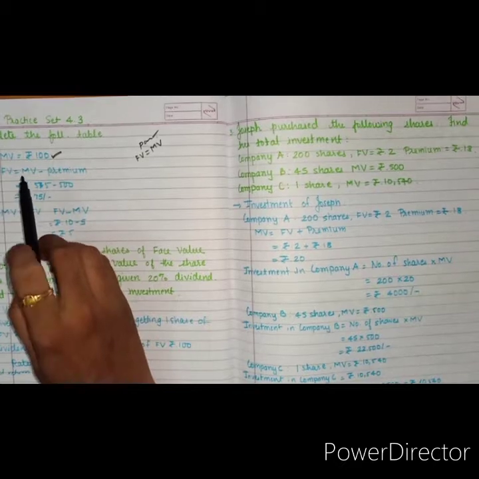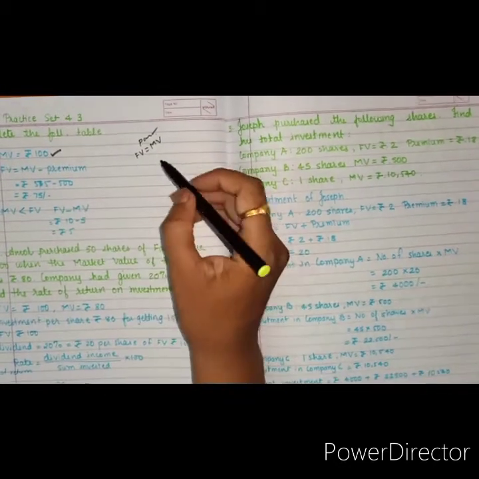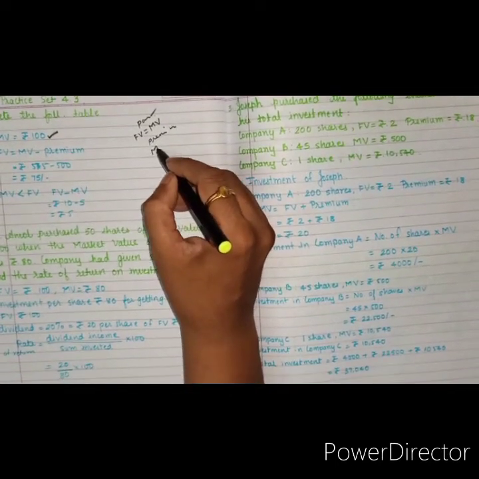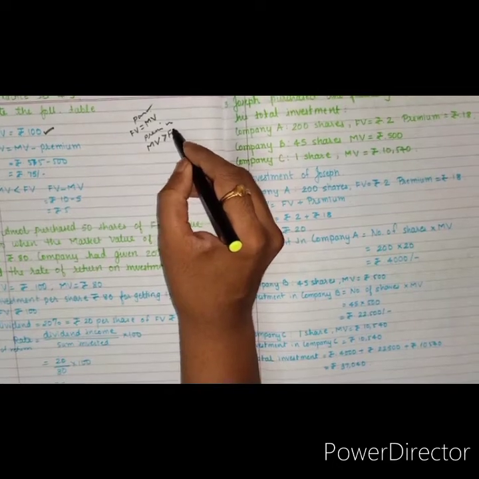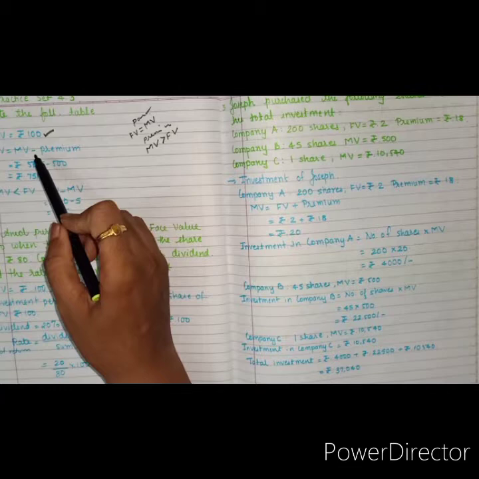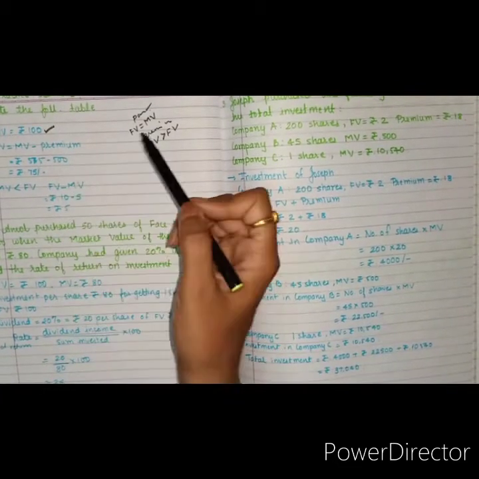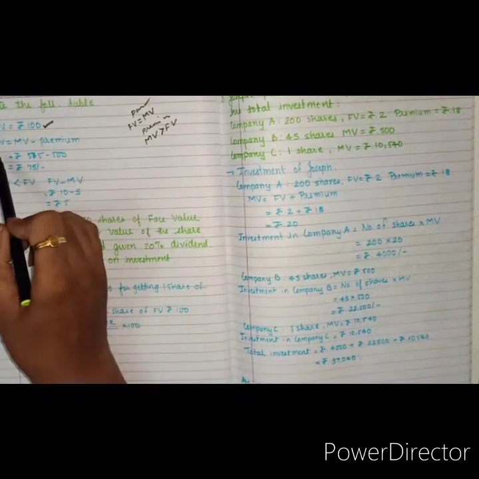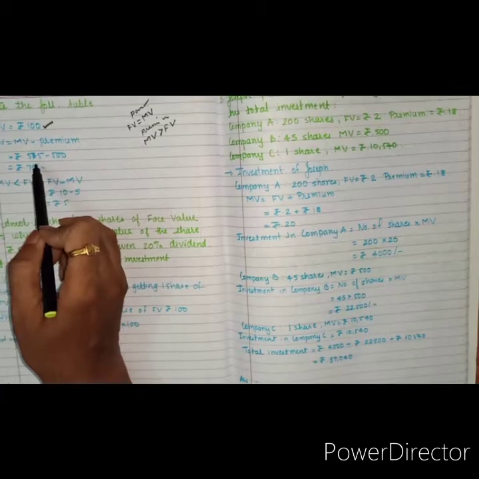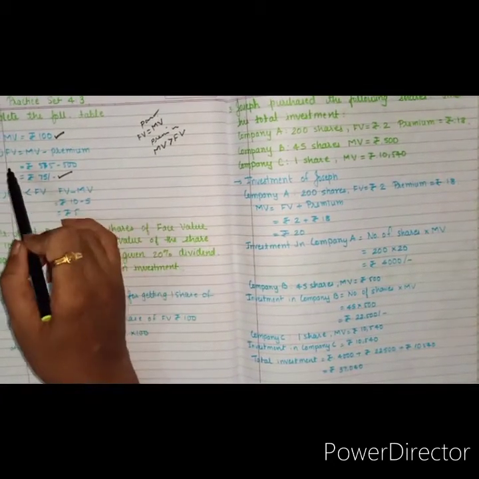Now the second one, they have given premium. When the share is at premium, market value is greater than face value, and you need to calculate face value. They have given market value. Market value is 575, and premium they have given is 500. So what is face value? Face value is market value minus premium, that is 575 minus 500, that is rupees 75 is your face value.